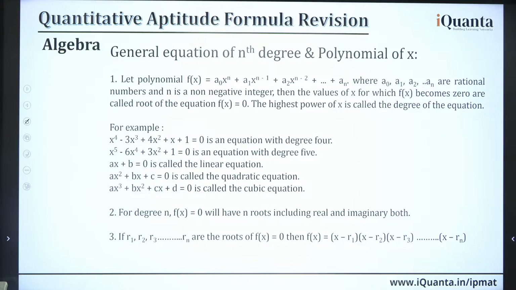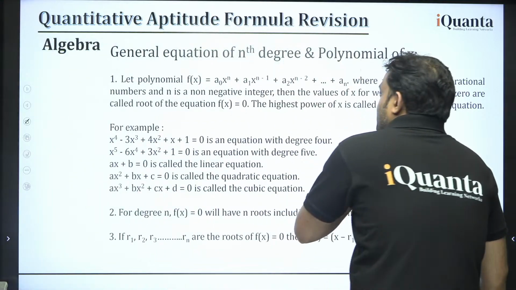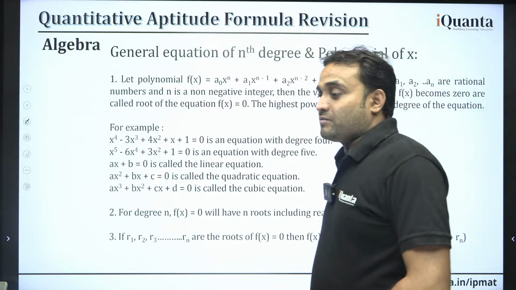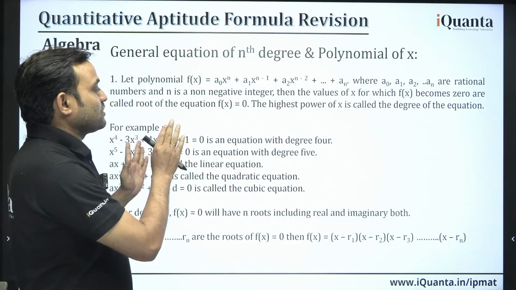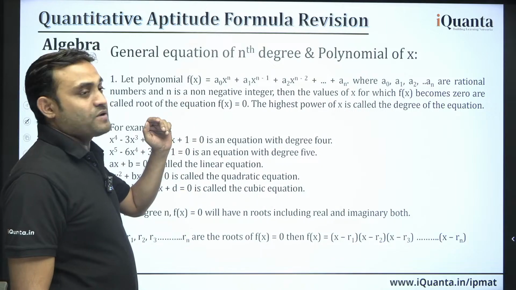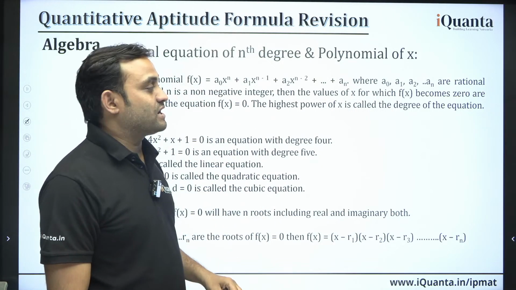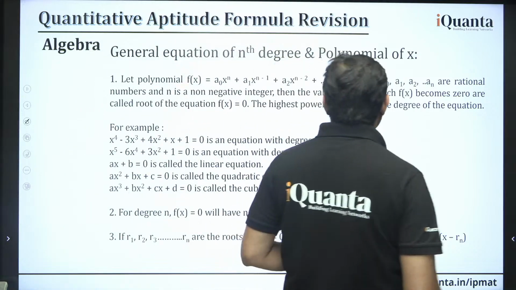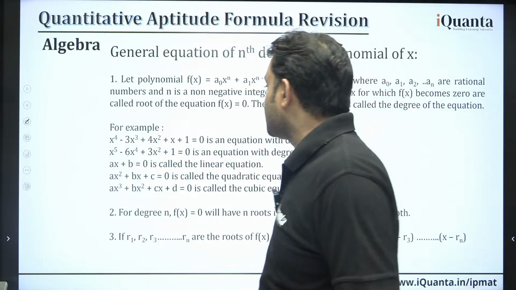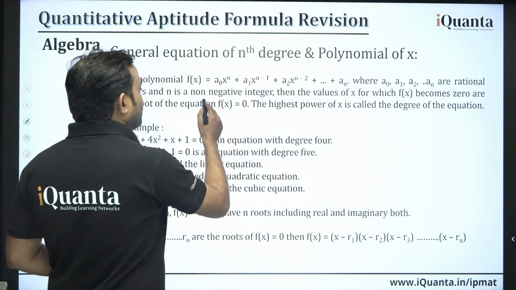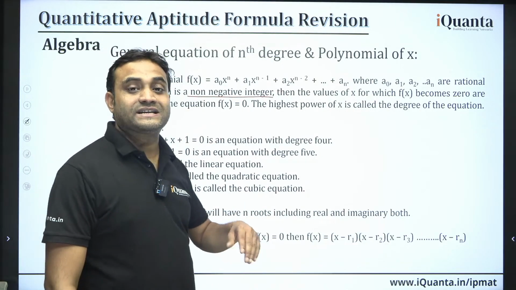Okay, Rashmi, done. Okay, so let's try to understand it. What do we call a polynomial, right? So polynomial f(x) is a0 x to the power n, a1 x to the power n minus 1, a2 x to the power n minus 2, till an, where a0, a1, a2 are rational numbers and n is a non-negative integer. N, the power, is a non-negative integer. It can be 0.